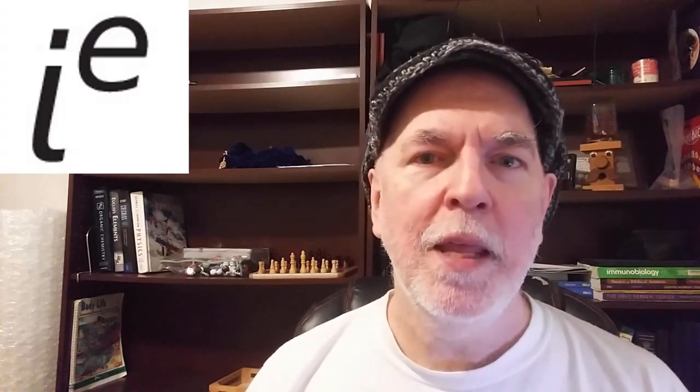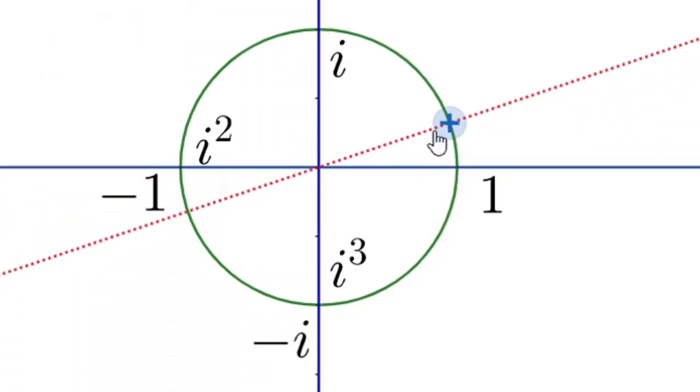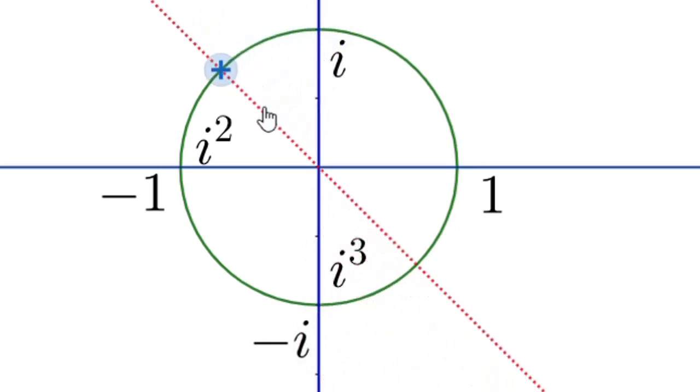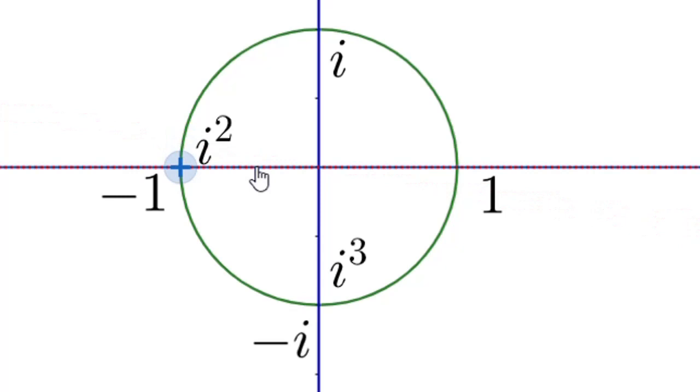Ready? First, I to the E. When we raise I to any power, we are rotating the real number line through the complex plane. I squared is -1, I cubed is -I, so I to the E is going to be somewhere around here. It doesn't really matter exactly where. The point is, it's all rotating around this unit circle. So the norm, or the magnitude, is going to be 1.